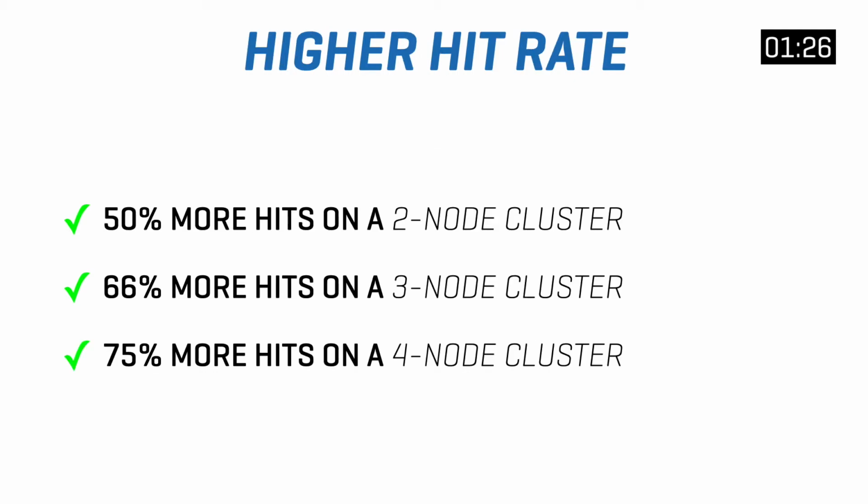In terms of efficiency, VHA will result in 50% more hits on a 2-node cluster, 66% more hits on a 3-node cluster, and 75% more hits on a 4-node cluster.